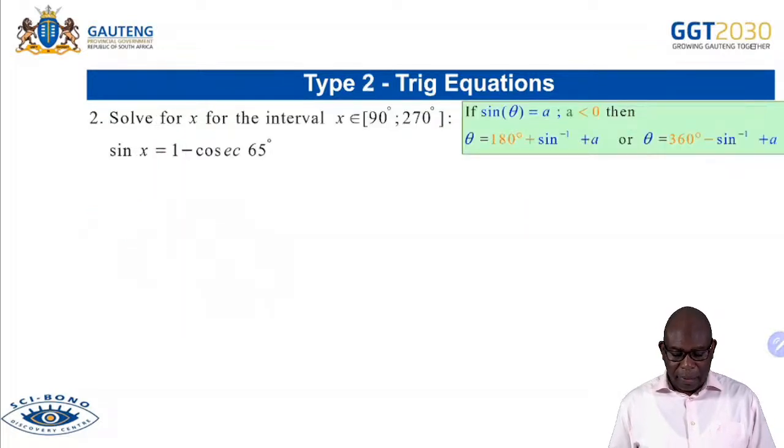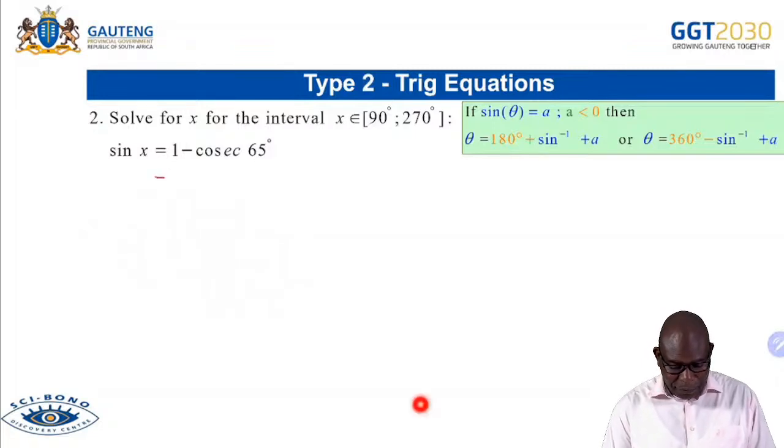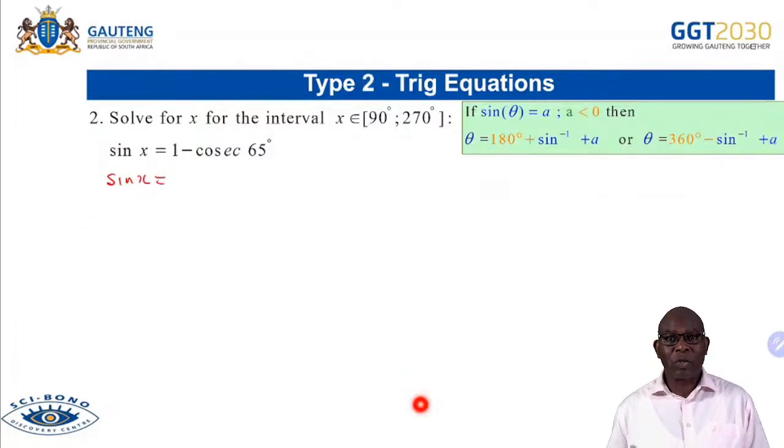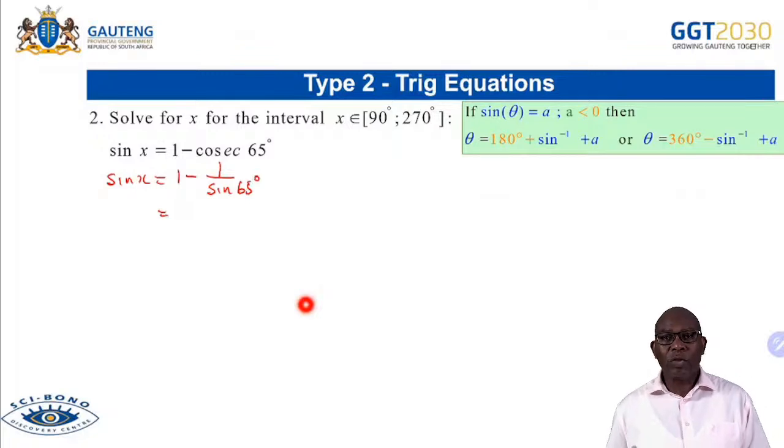Okay. Let's look at where we have a ratio on both sides. You see, we have a sine on the left hand side, a cosec on the right hand side. Now, what do we do? We first work out my right hand side. So it will be 1 minus cosec, but I know cosec is the same as 1 over sine. See, we say solve for x. We didn't say without using a calculator. So you have to use a calculator.